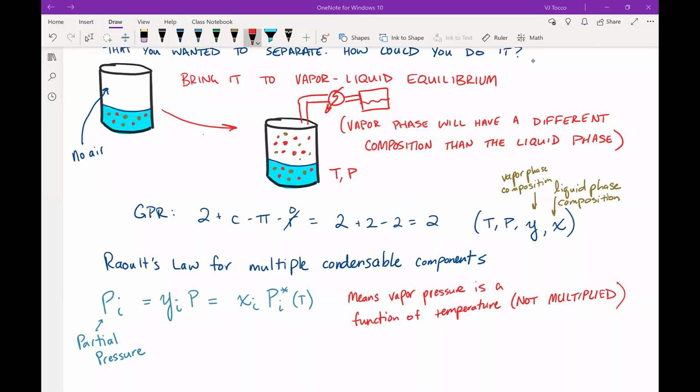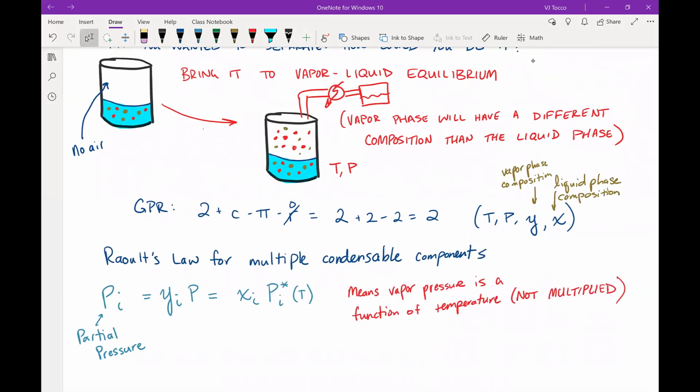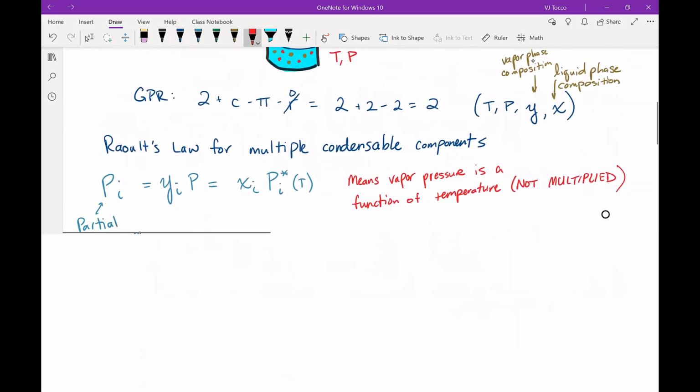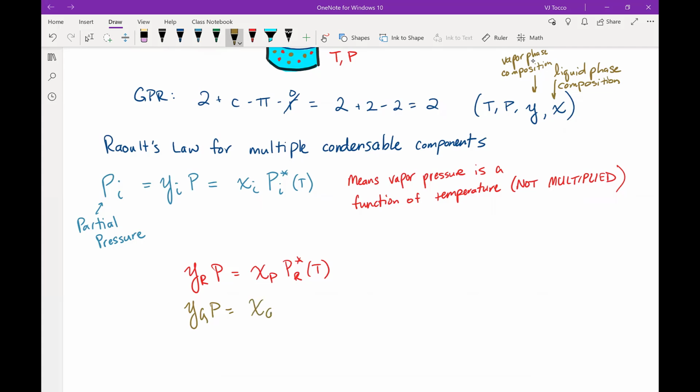So the way Raoult's law can help solve this problem is that you can write a Raoult's law expression for each component in the system. Let's say I have red and gold, though I'm just going to call those my two components. I can write a Raoult's law for each one. So therefore, Y red times total pressure is equal to X red times the vapor pressure of red at the temperature T. I can also write a Raoult's law for gold. Y gold times total pressure is equal to X gold times P star gold at that system temperature T.